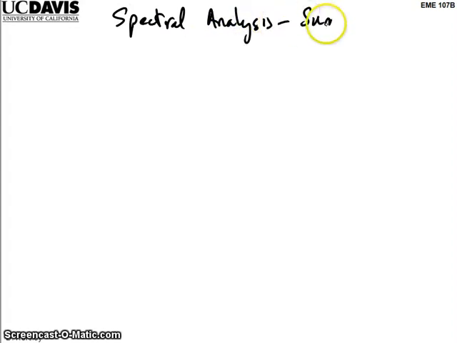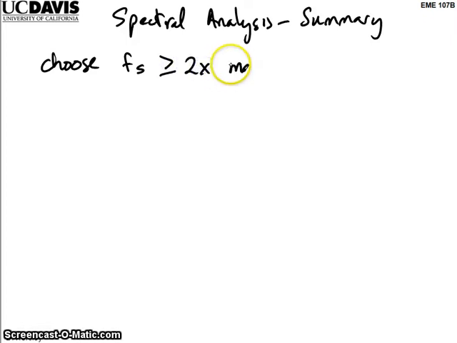So just to summarize things here. For spectral analysis, we want to make sure that we choose Fs to be greater than or equal to 2x the maximum frequency of interest. Right? So at least more than twice the fastest signal that we expect to record. And usually quite a bit more, maybe 4 times more.